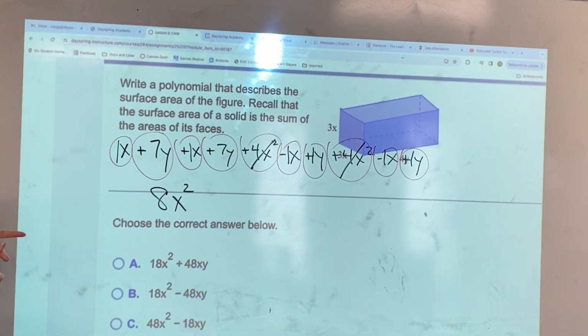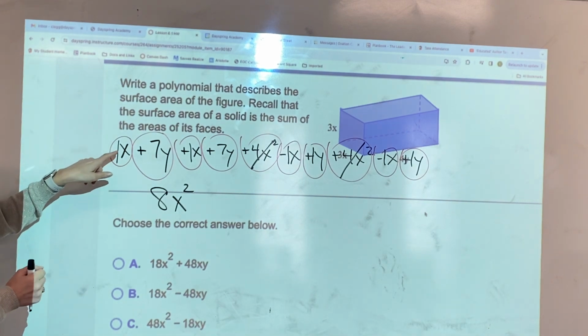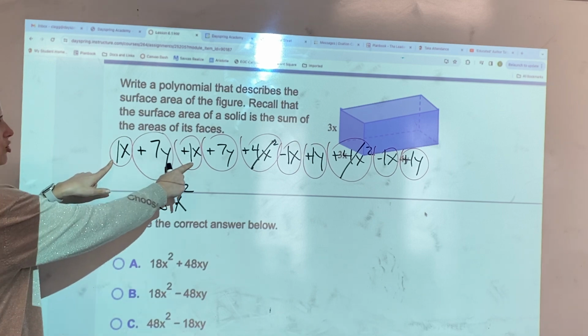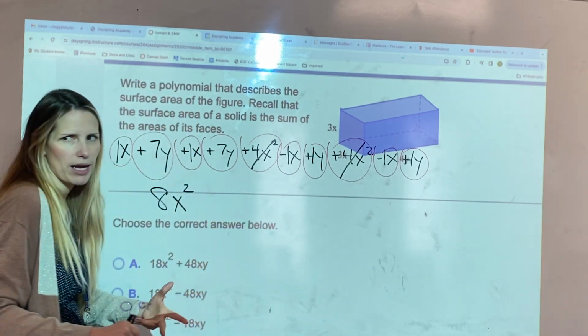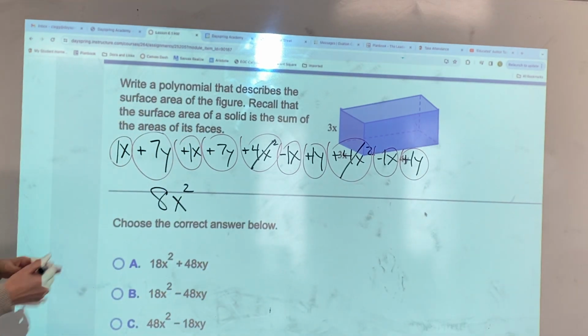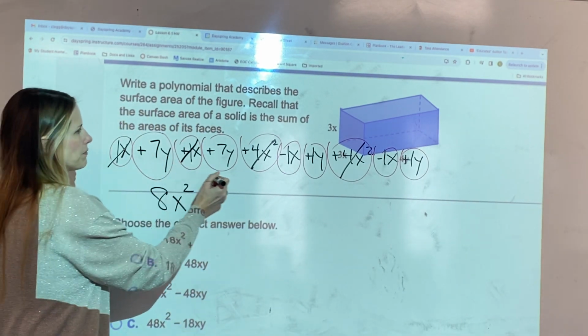Then we have x's and y's. Oh well, the x's are gonna cancel out again. We have 1x plus 1x, that's 2x. And then a negative 1x and a negative 1x, that's negative 2x. When you put those together, it's 0. So they cancel each other out.